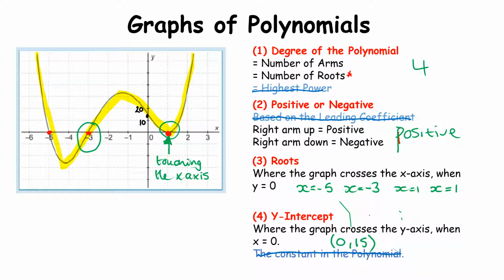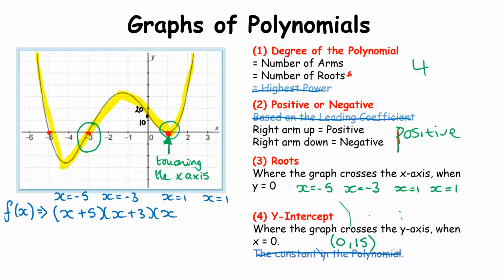Now, I can actually create the polynomial function f of x based on what I have. Using a similar method that we had before for our quadratics, I start with my roots. So I have x equals -5, I have x equals -3, I have x equals 1, and x equals 1. From those roots, I can create factors. X plus 5, x plus 3, and instead of doing x plus 1 times x plus 1, we write this as x plus 1 squared.